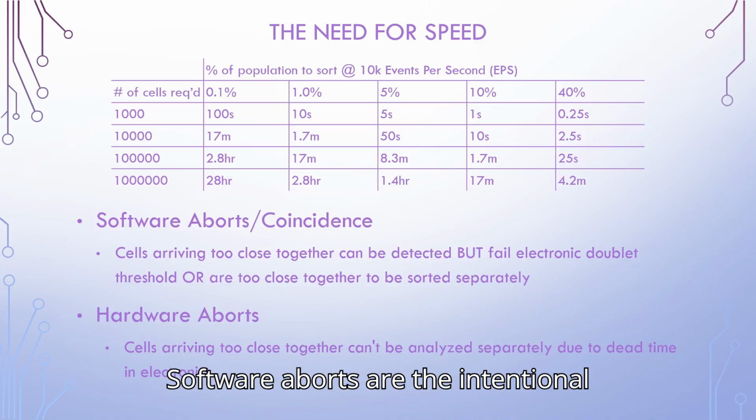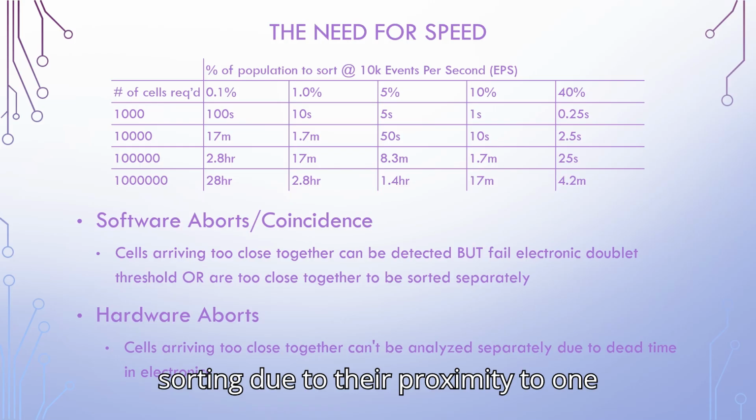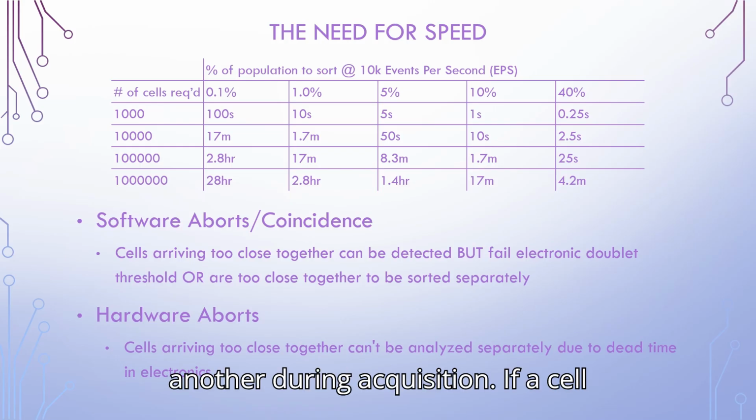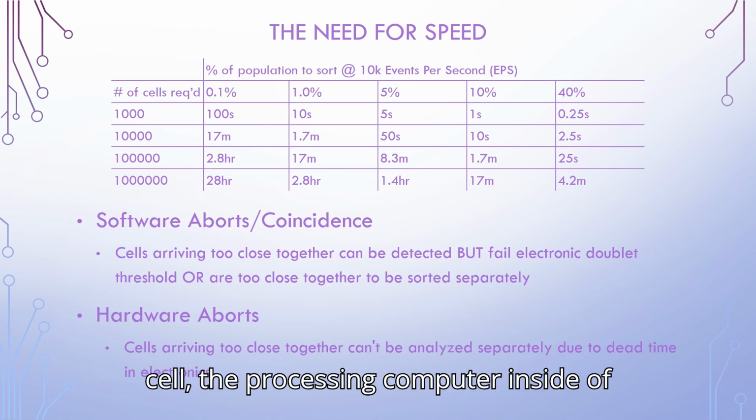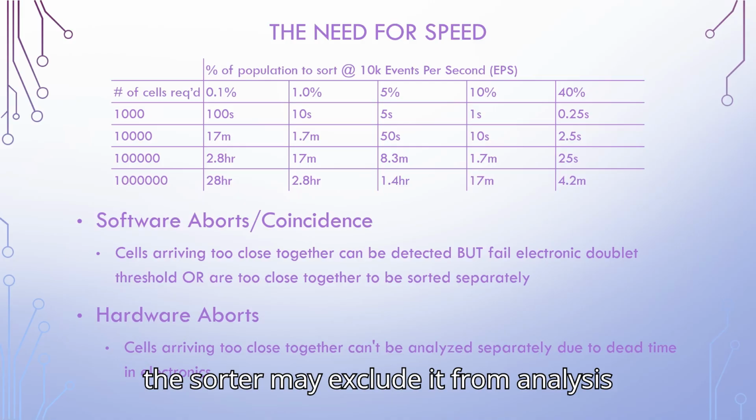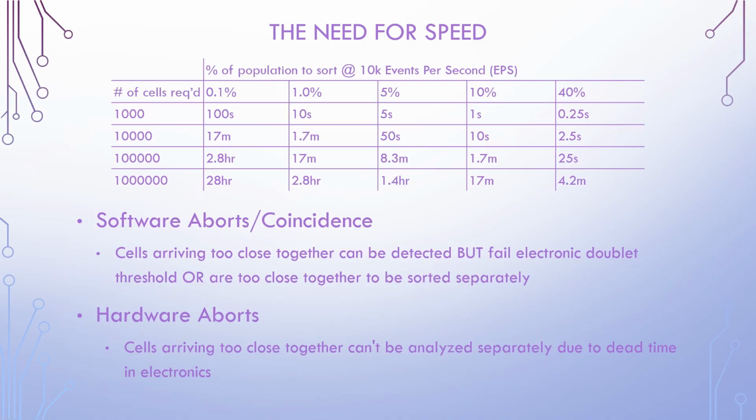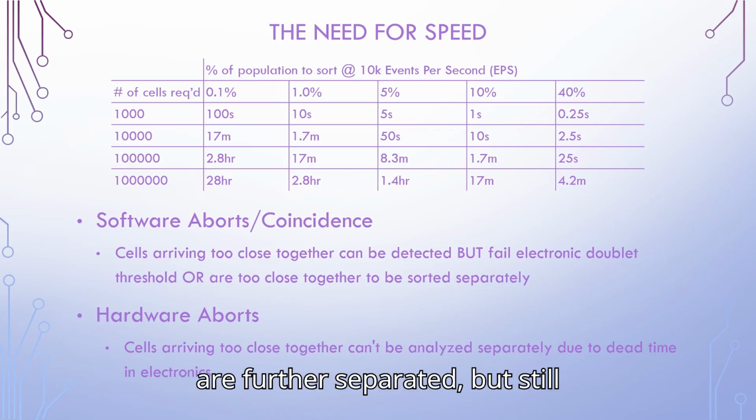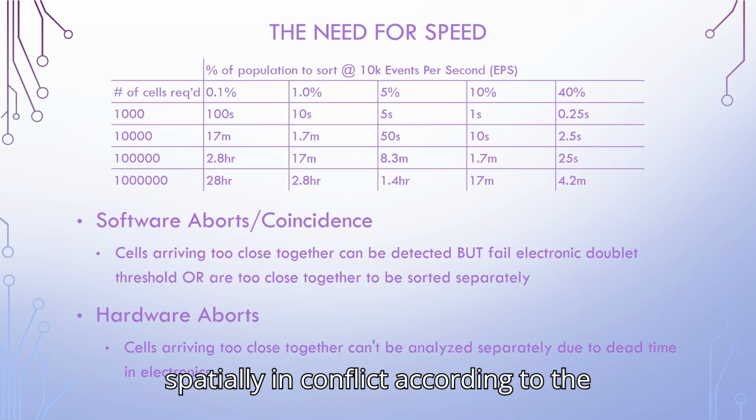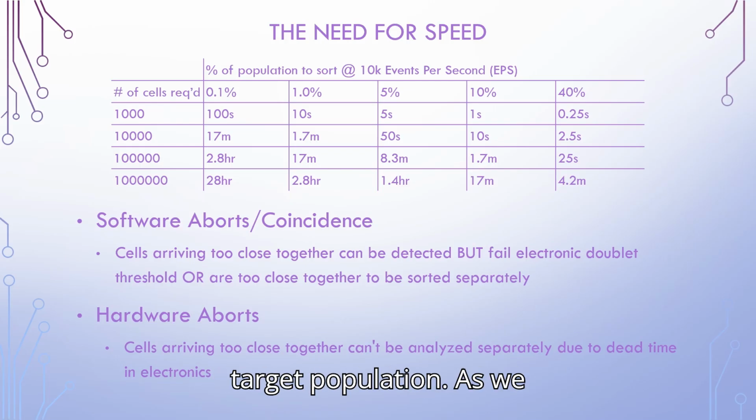Software aborts are the intentional exclusion of cells from analysis or sorting due to their proximity to one another during acquisition. If a cell arrives close enough in time to another cell, the processing computer inside of the sorter may exclude it from analysis based upon the programmed conditions. A similar decision is made if the cells are further separated but still spatially in conflict according to the sort mode rules being applied to the target population.